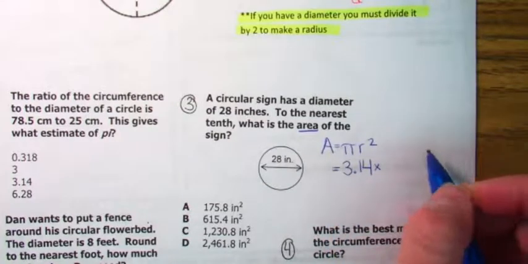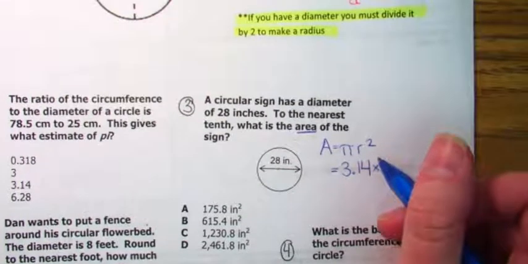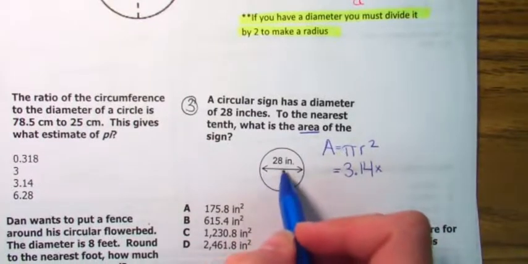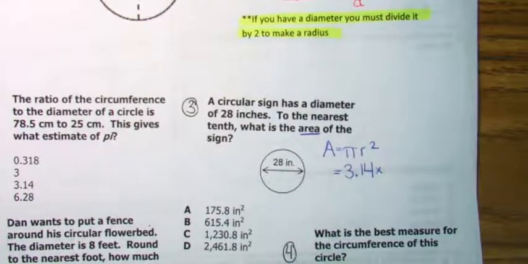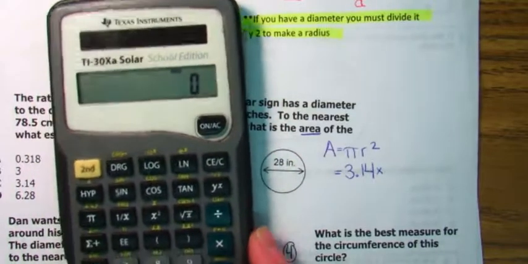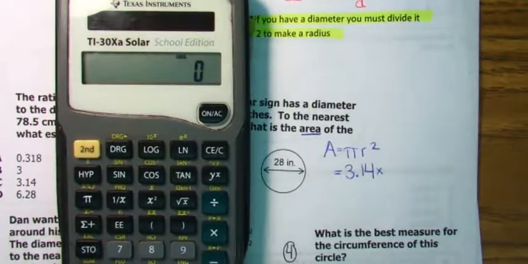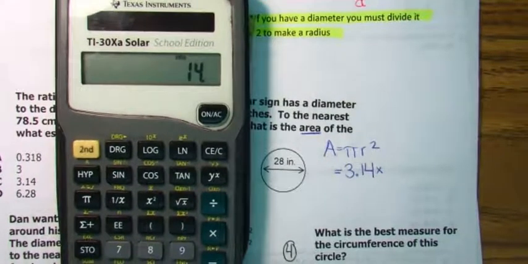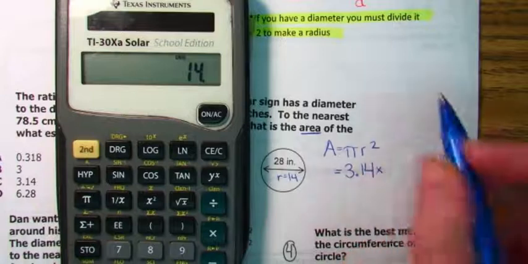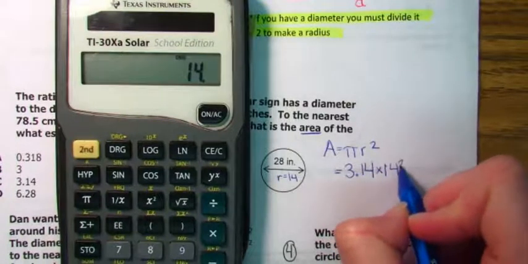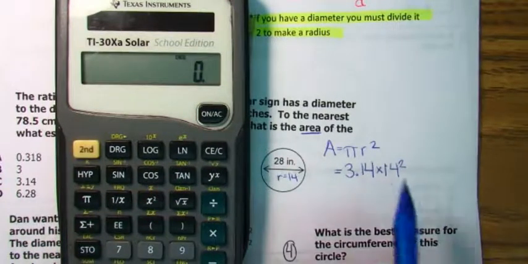In place of the pi, I'm going to put 3.14. Remember, if they're next to each other, it means to multiply. Now here's where you have to be careful. Think about what R stands for. R stands for radius. If you look over here, we don't have the radius, we have the diameter. So what did it say we have to do? If you have a diameter, you must divide it by 2 to make a radius. So I'm going to take 28 and divide it by 2. And that lets me know that my radius is 14. So when I plug in and substitute, I'm going to put 14 squared, making sure I have that squared with my radius.